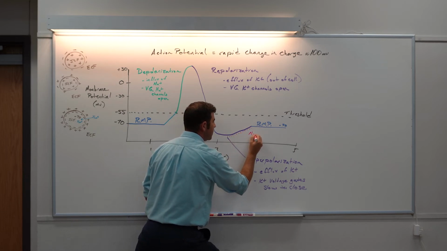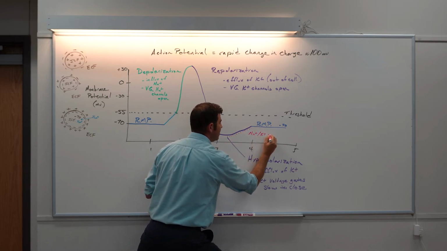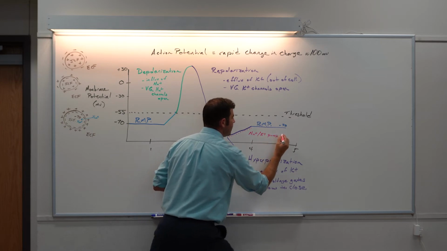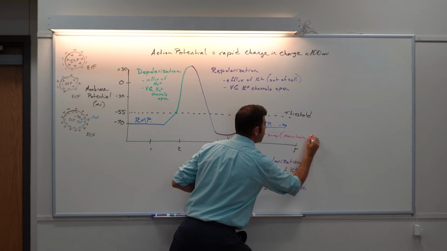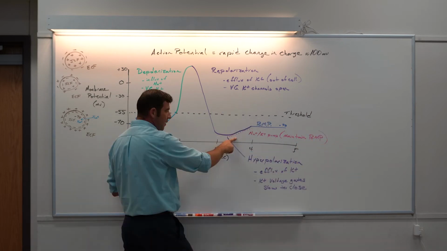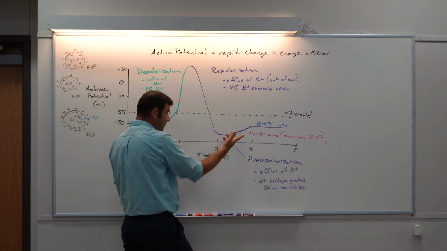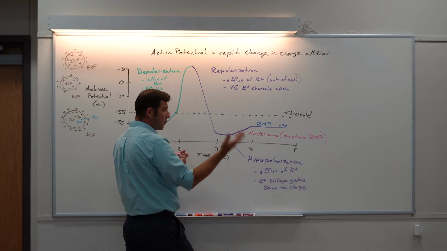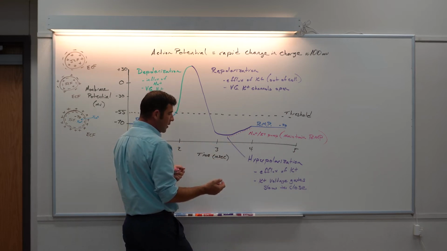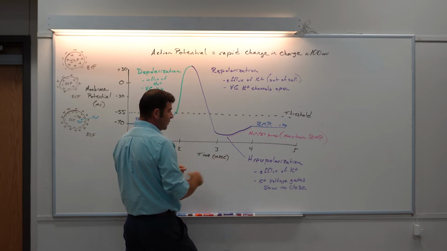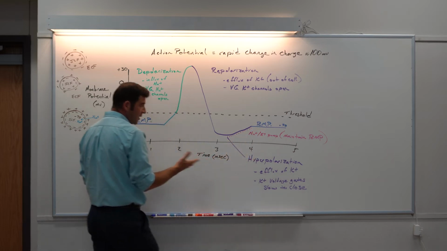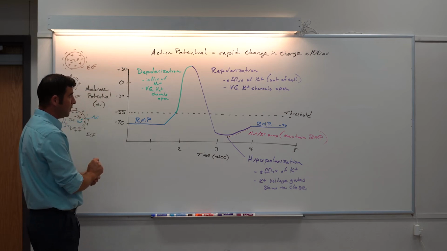Again, sodium-potassium pumps, they help maintain our resting membrane potential. If there are too many sodium ions inside the cell, the sodium-potassium pump will grab them and throw them outside. If there's too many potassium ions outside, they'll grab those and pull them back into the cell. So they maintain and set up this resting membrane potential of negative 70 millivolts.